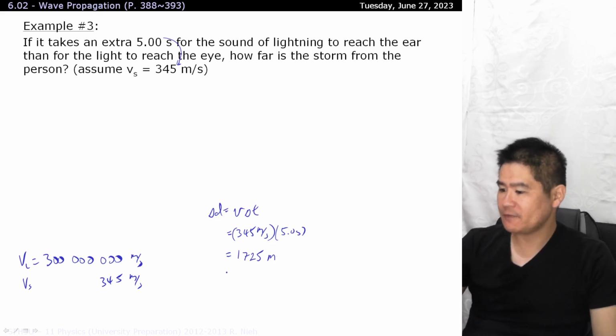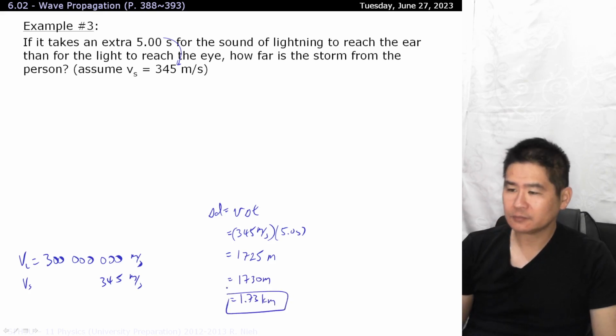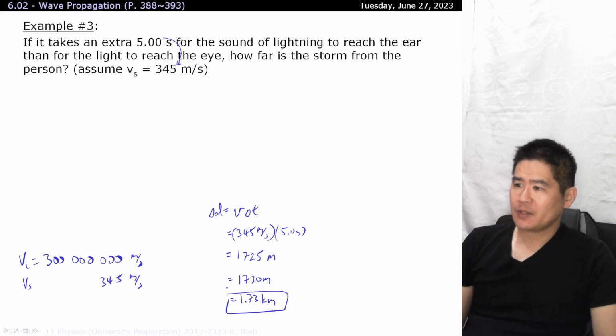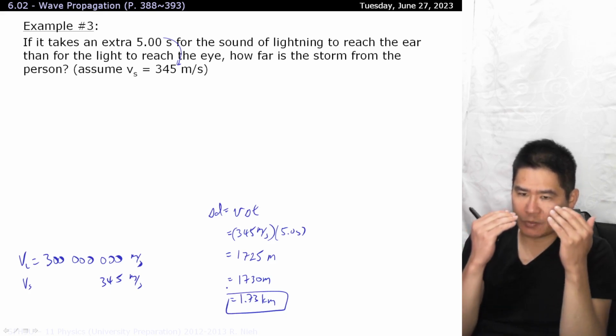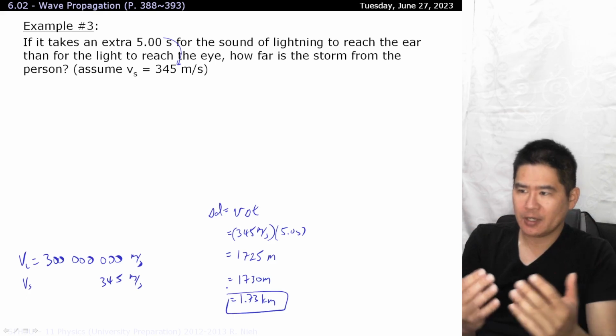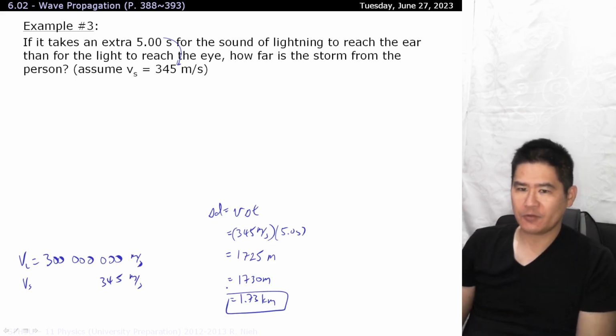This is all 3 sig figs, so you could just state this as 1730 meters, or simply 1.73 kilometers away. Okay, because the extra 5 seconds, you'll probably notice it with regards to the sound. So the lightning happens, boom, and it did take a certain amount of time for the light to reach your eye, but that's negligible compared to the extra 5 seconds that it took for you to hear it after the fact.